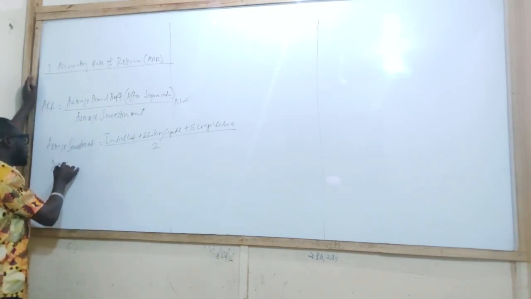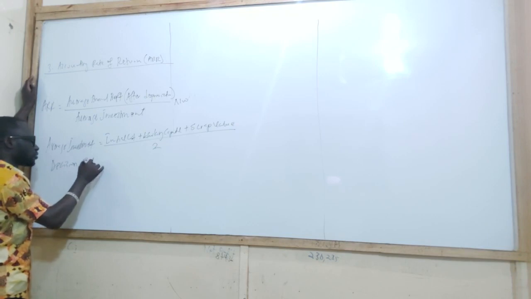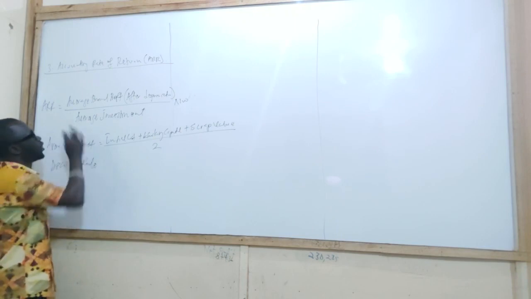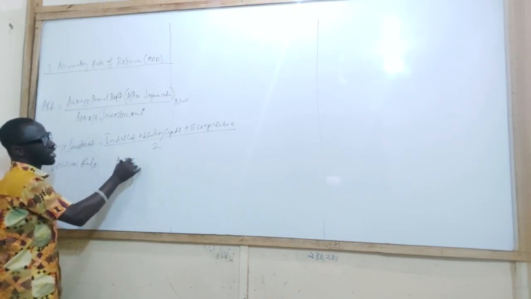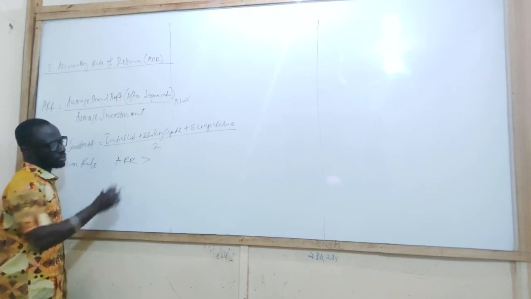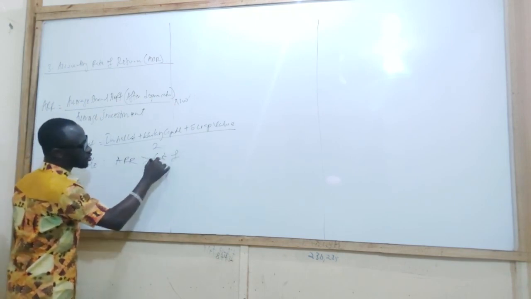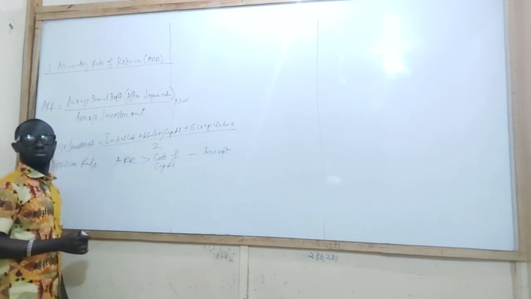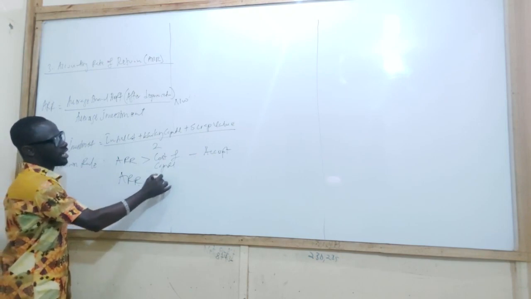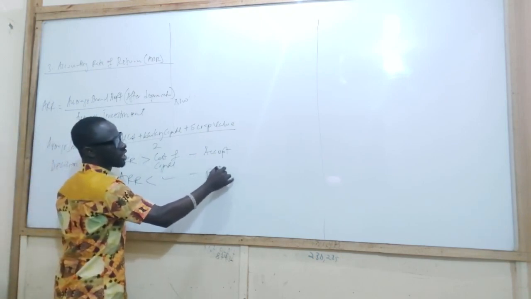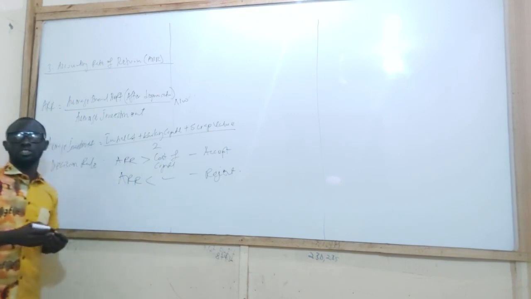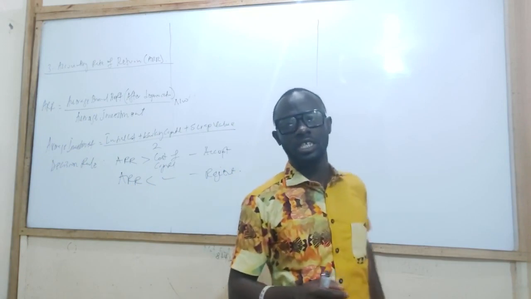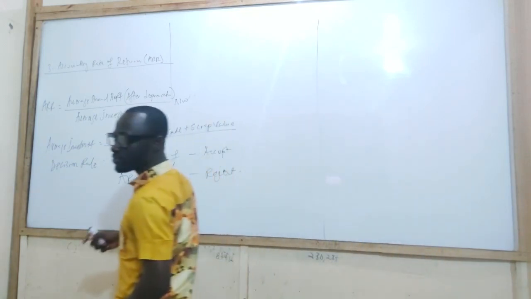Now, what is the decision rule here? The decision rule is that we compare the accounting rate of return to the company's cost of capital. So if it is greater than the company's cost of capital, then we accept the project. But if the accounting rate of return is less than the company's cost of capital, we reject the project. That's the decision rule. Now, what did we say cost of capital was when we were doing business finance? What is cost of capital?